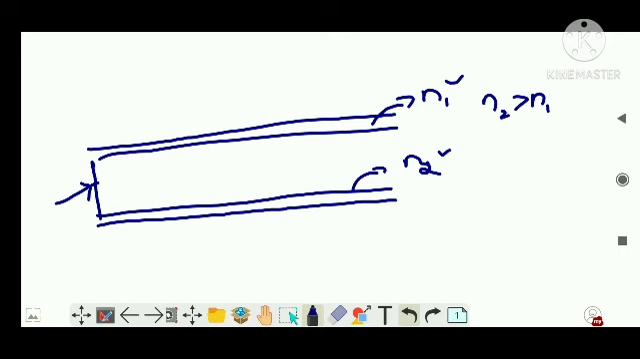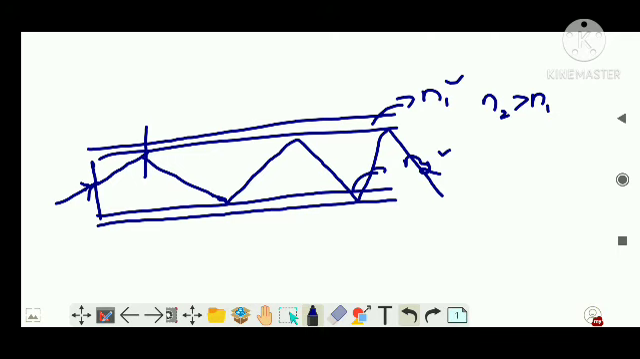How? See, it moves from rarer to dense, then it moves like this, and the angle of incidence is greater than the critical angle of the core. Then it gets reflected similarly like this. This is how total internal reflection happens. Even if the fiber is bent, light can easily travel along its length. Clear? And this is something you have come across a lot in your life, guys.